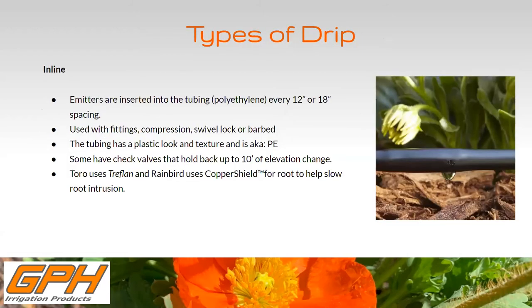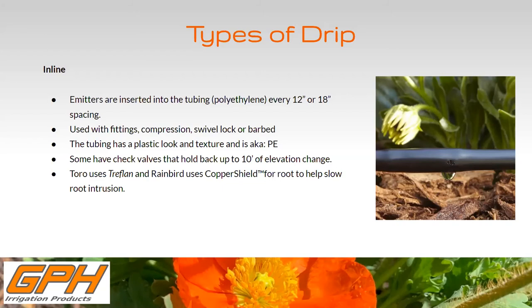All right, so we're gonna get into the types of drip. I think the first and foremost one that's used quite often is what's called inline. A lot of people like to call it drip line, and it's also known as inline, so it all does the same thing. Basically, it's polyethylene tubing, and when it's manufactured, every 12 or 18 inches, the emitter is inserted into the tubing at those distances, preset. So the emitter is actually built into the tubing.